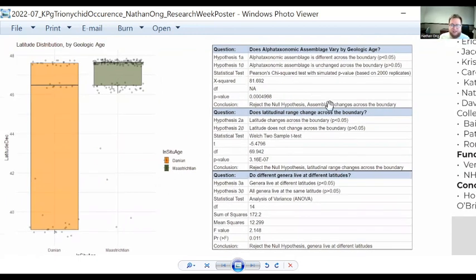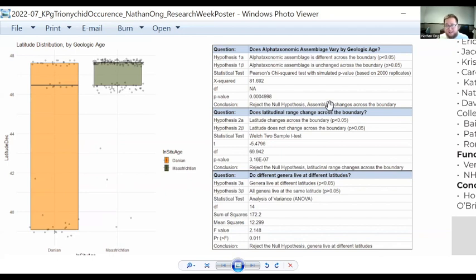So if we were to actually statistically test some of this stuff, one question was, does the alpha taxonomic assemblage vary with geologic age? So, is there a statistically significant difference between your Danian assemblage and your Maastrichtian assemblage? And we used a Pearson's chi-squared test with a simulated p-value of 2,000 replicates. I wasn't, for some reason, able to get just a regular chi-squared test to run, so I had to use the simulated value. If someone knows more about R and can tell me why that is, that'd be great if you could help me figure out what's going on there.